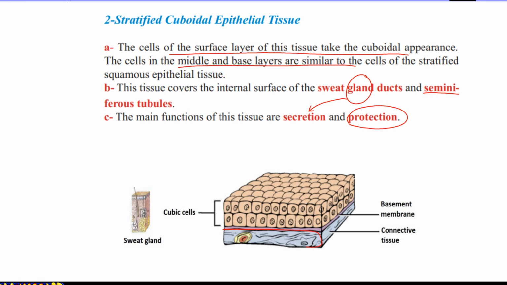About the drawing: connective tissue, basement membrane, cuboidal cells, and one more layer of cuboidal cells. That is what we draw when asked to draw stratified cuboidal epithelial tissue: just draw two layers of cubic cells, one on another, with a large central spherical nucleus. One common function of cuboidal cells is secretion. So in simple or stratified epithelial tissue, where we see cuboidal-shaped cells, the function is secretion. But in stratified epithelial tissue, one common function is also protection.